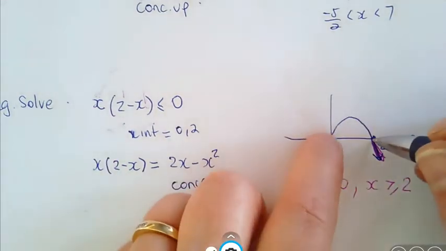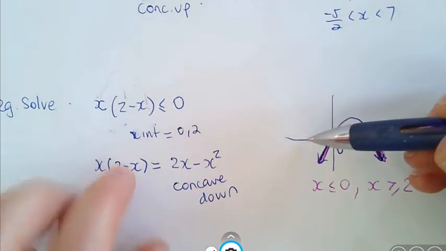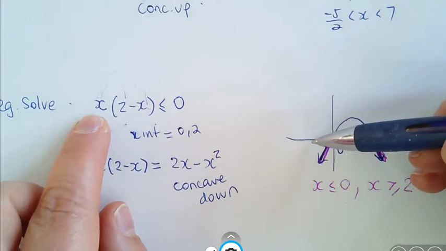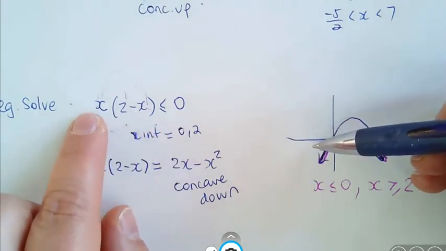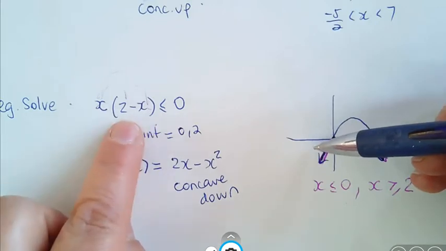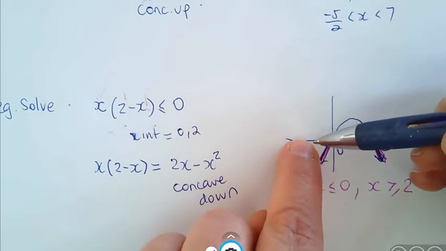They will be the x-intercepts. If you're stuck, you can always try substituting x is -1 in here and check. If I substitute x is -1, I would get -1 times 3. That's negative. Yes, that is the solution out here when x is -1.